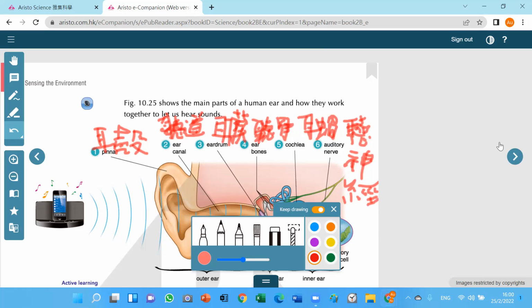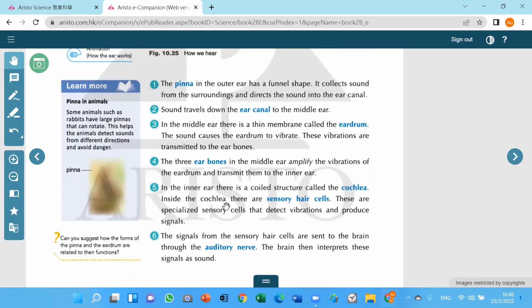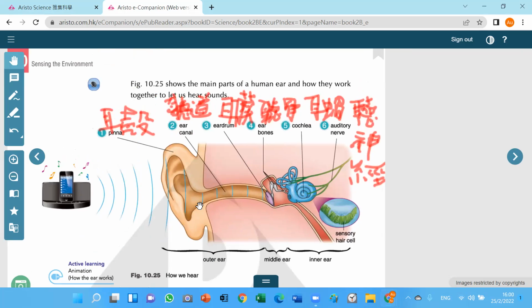So please jot it down if you do not know. Okay, so I will stop here. So do you know that, right? This outer ear, this middle ear, and this inner ear.